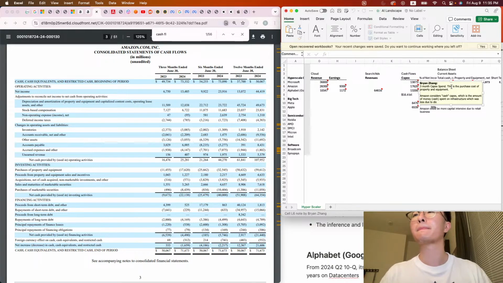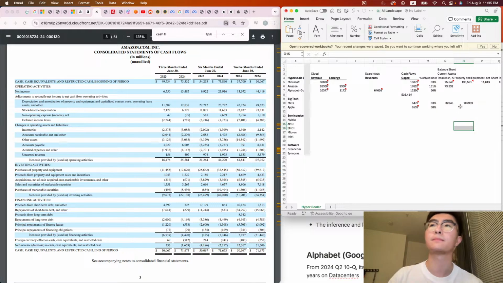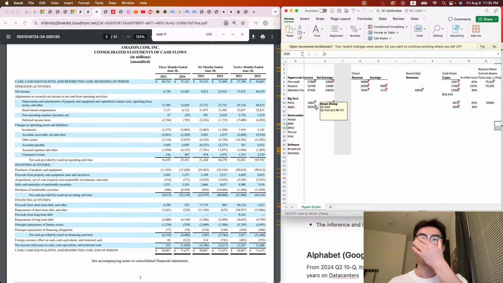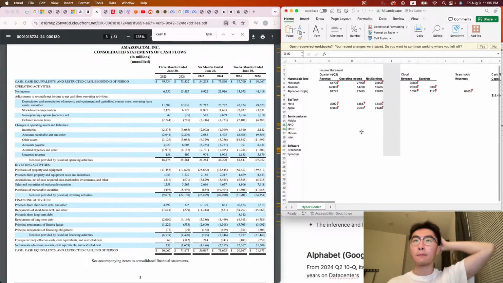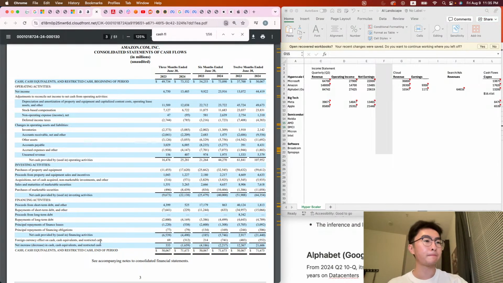Discounts. $4 billion. Okay. So they probably had negative free cash flow, right? Yeah, they did have negative cash. Okay.